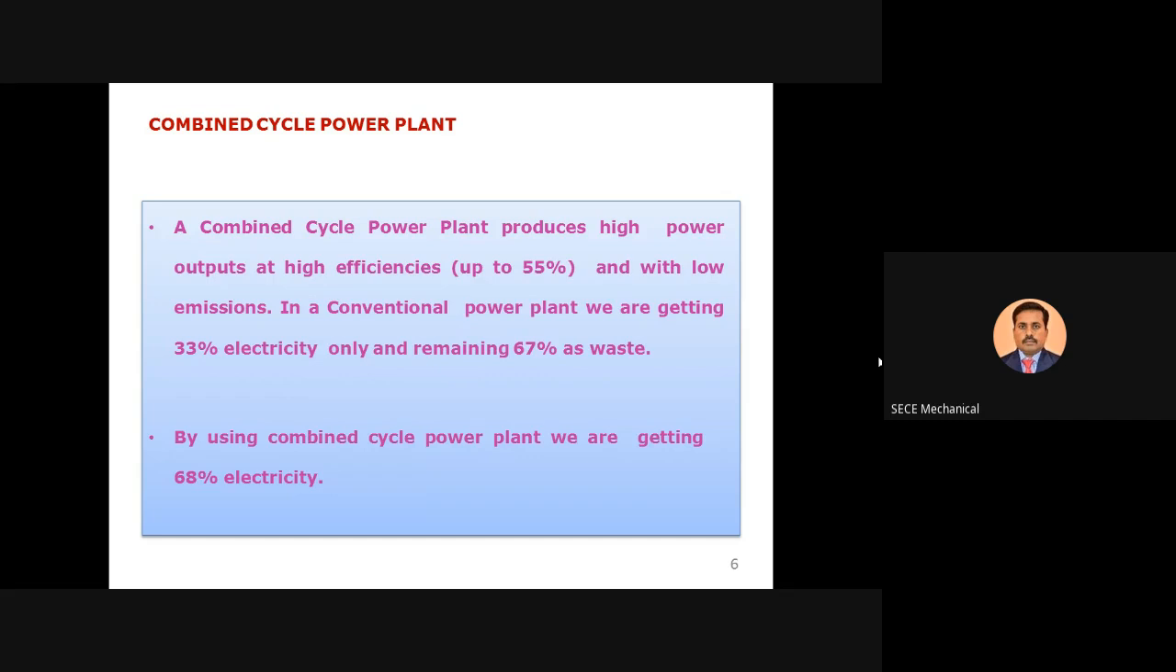Mohana Sundram, 55 percentage. Additional efficiency maximum up to 55 percentage. So 33 percentage we can produce conventionally. Additionally, maximum we can produce 55 percentage. Some power plants we can get up to 72 percentage. So if we combine, we can get 68 percentage, not 55, 68.